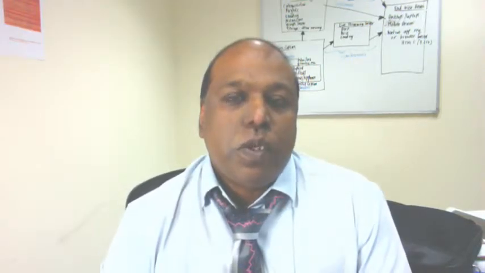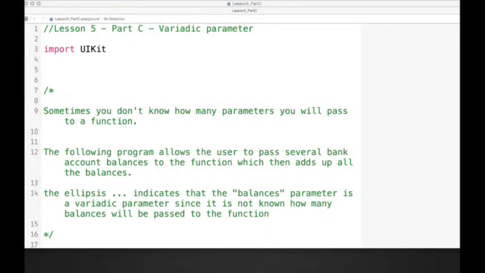This part deals with variadic parameters. Now sometimes when you're programming a function, you're not too sure how many parameters the user is going to pass to your function. You want to make the function handle a variable amount of parameters. That's where the term variadic parameter comes in, where the number of parameters is not fixed.